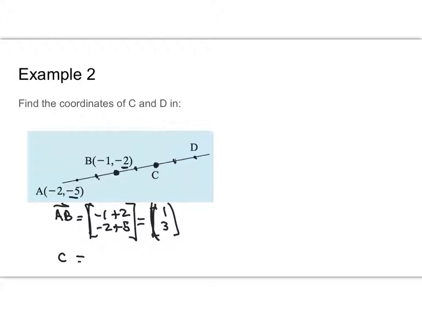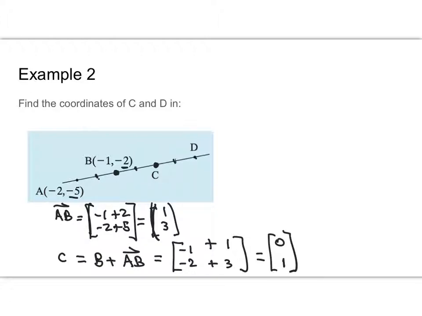So point C would equal point B plus vector AB. So that's going to be, point B is -1, -2, plus the vector would be 1 and 3. That gives me 0 and 1 for point C. So C is equal to 0, 1. Those are the coordinates of C.